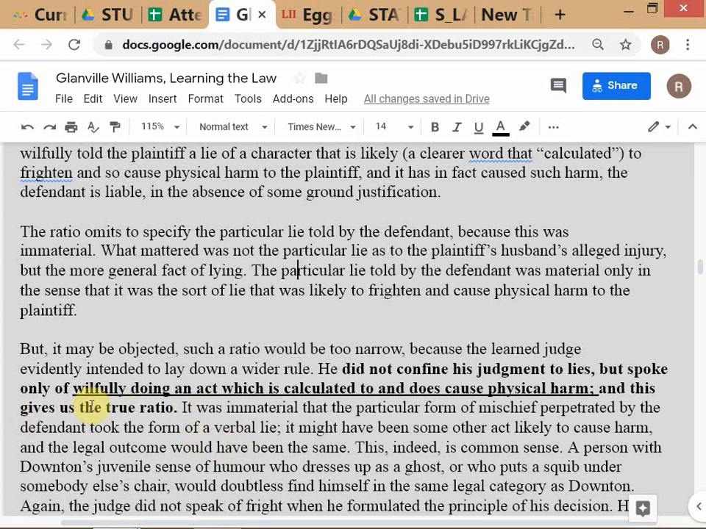So the judge determined that he willfully did an act which was calculated to do harm and did indeed cause physical harm to Mrs. Wilkinson. So this is a general principle. As you can see here, he's not mentioned the name of Downton. He's not mentioned the name of Wilkinson. But the judge has tried to lay down a rule in giving his decision on the case, that why is this guy Downton being held liable? Because he willfully did an act which was calculated to cause harm and did in fact cause physical harm to the plaintiff. Okay, and this is the ratio of the case, right?